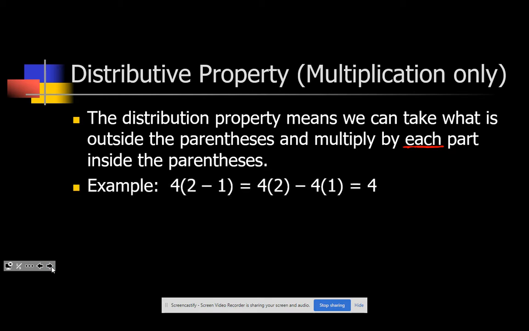A way to remember that is to draw arrows as if this person were a mail person delivering the mail to everyone in the neighborhood. You have to deliver the mail to everyone in the neighborhood or you get fired. If you don't deliver the 4, in this case, to everyone, the 2 and the 1, inside the parentheses, you will lose points. It is an extremely common mistake when solving equations and doing other sorts of mathematical operations.